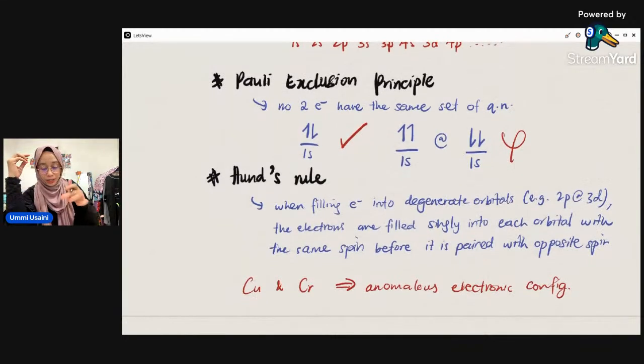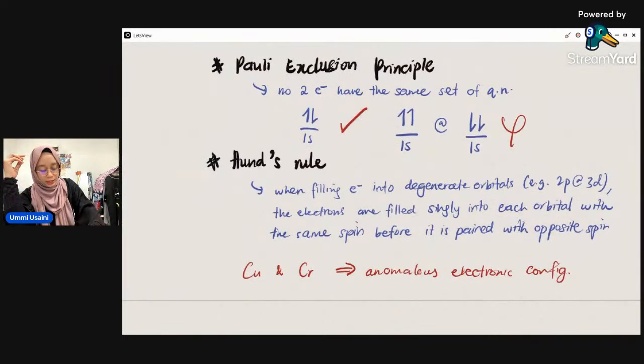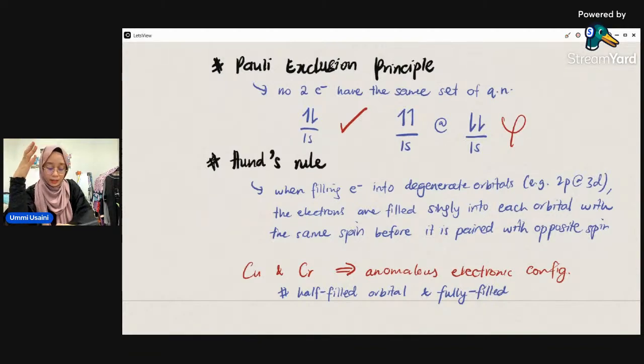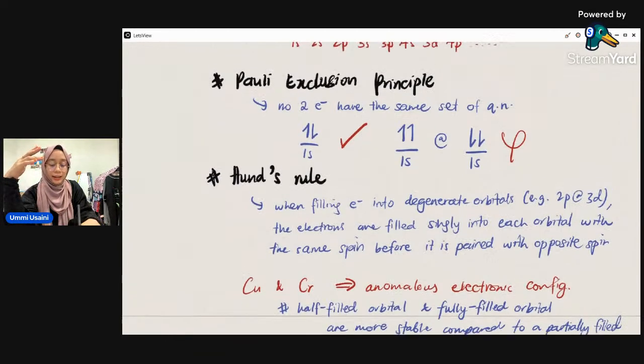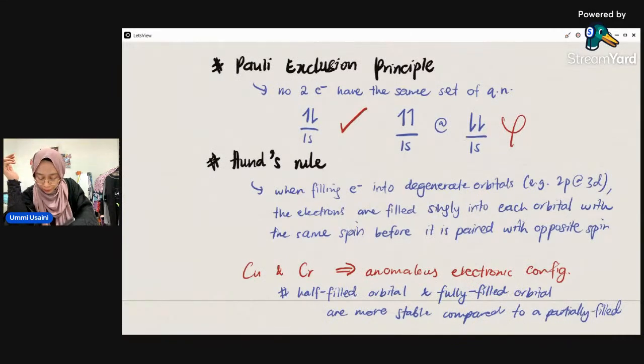Tapi Miss tak explain further on this, okay? So what you need to know is this is due to half-filled orbital and also fully filled orbital. Fully filled orbital being more stable. Half-filled orbital and fully filled orbital are more stable compared to a partially filled orbital. So somehow dia disobey one of the rules yang ada dekat atas ni.